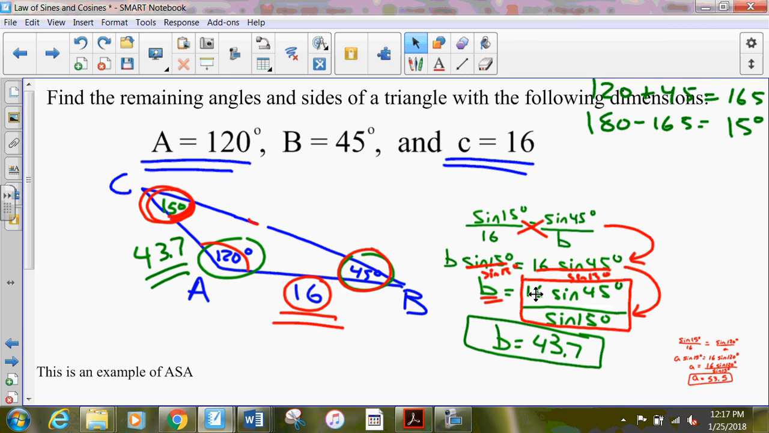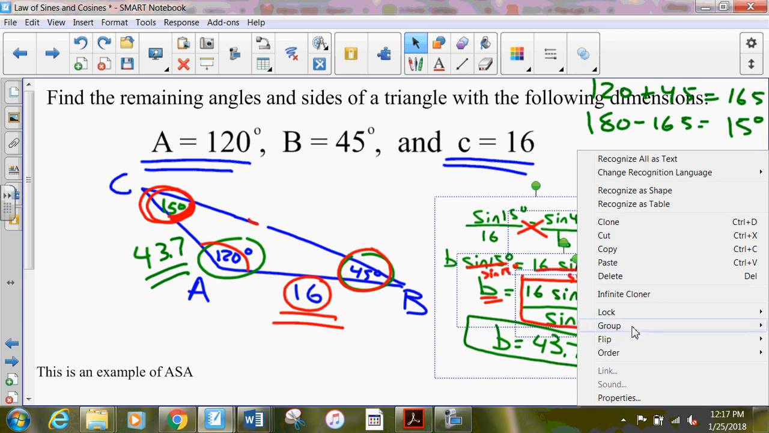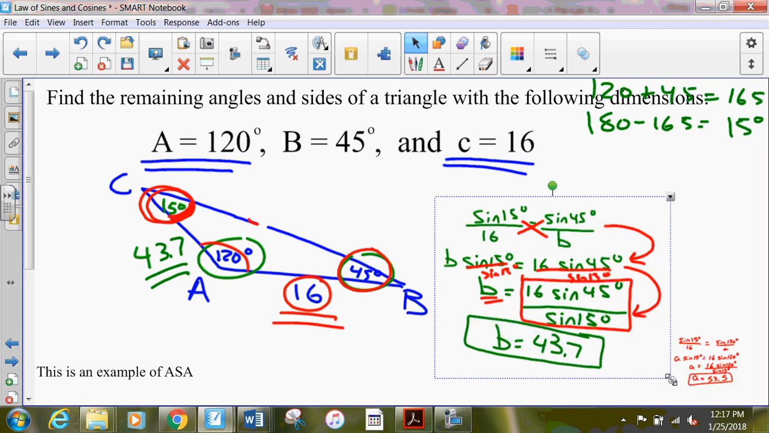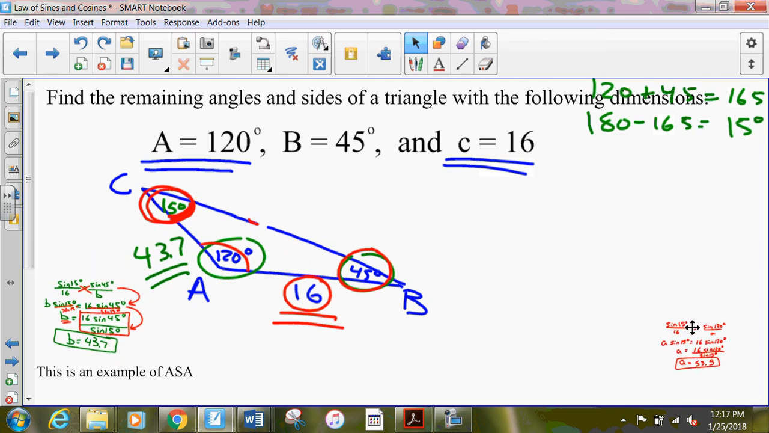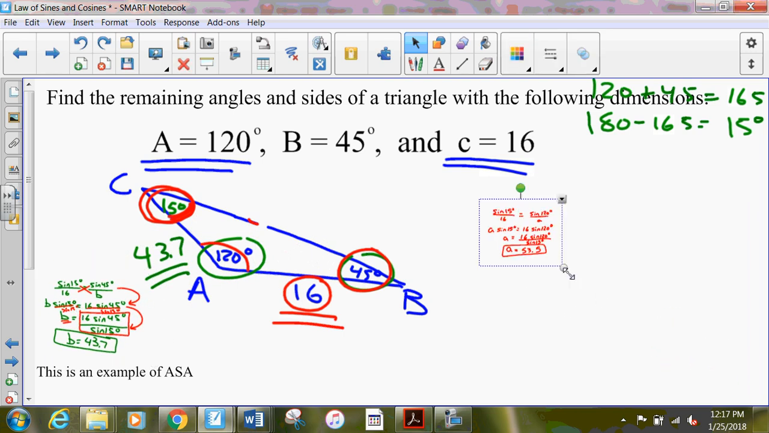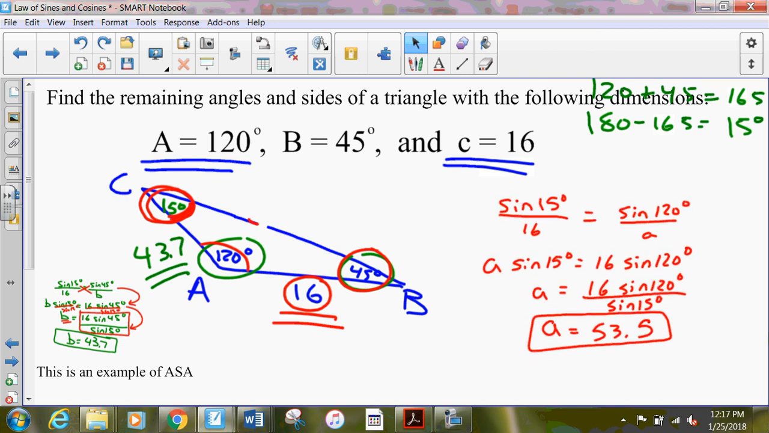Let's go ahead and find side A. So I'm going to move all this stuff. And feel free, because I know that I'm speeding through the work, feel free to slow it down and pause it. Okay, and then to find side A, I'm going to go ahead and use the same ratio that I used to find the side B.